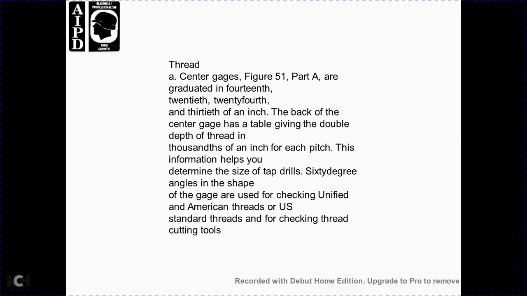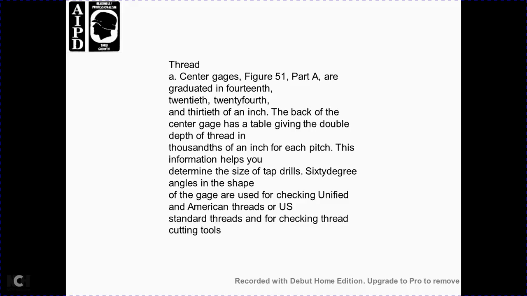Thread center gauges. Figure 51, part A, is graduated in 14ths, 20ths, 24ths, and 30ths of an inch. The back of the center gauge table gives double the depth of the thread, the allowance of an inch for each pair. This information helps determine the size of the tap drills. The 6-degree angle within the shape of the gauge is used for checking the unified American threads for the U.S.